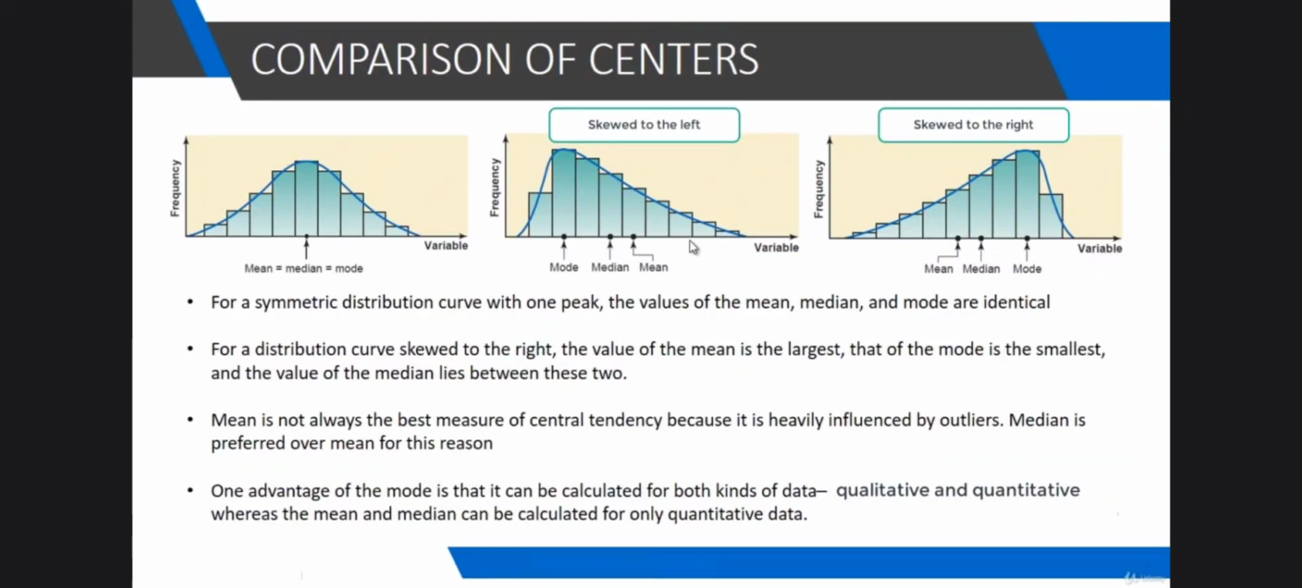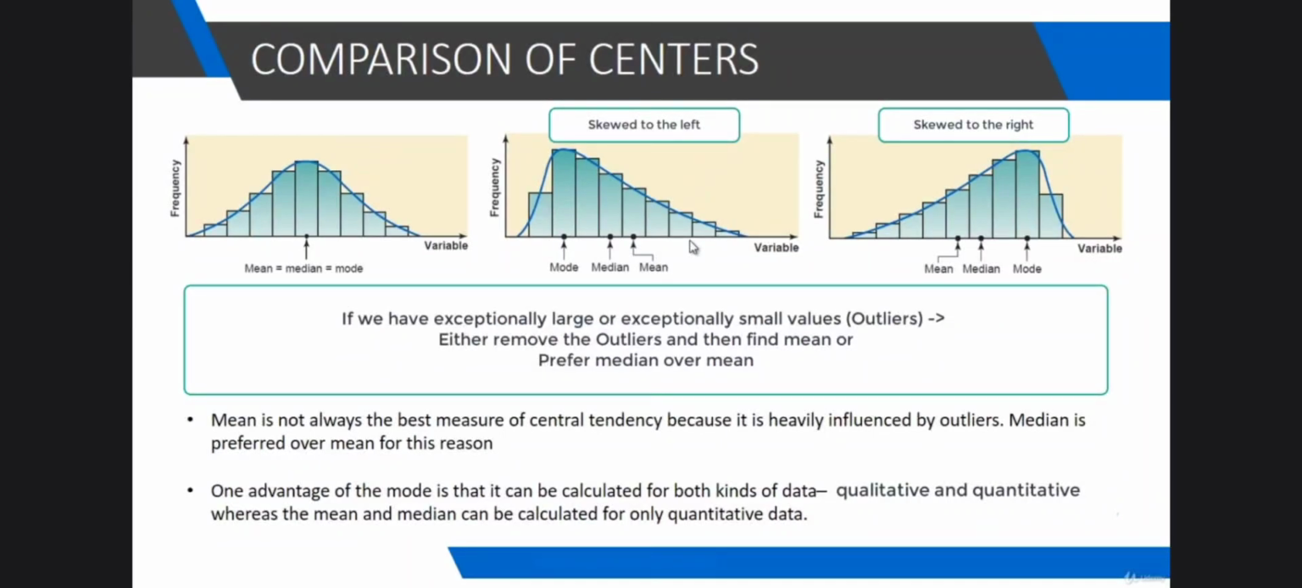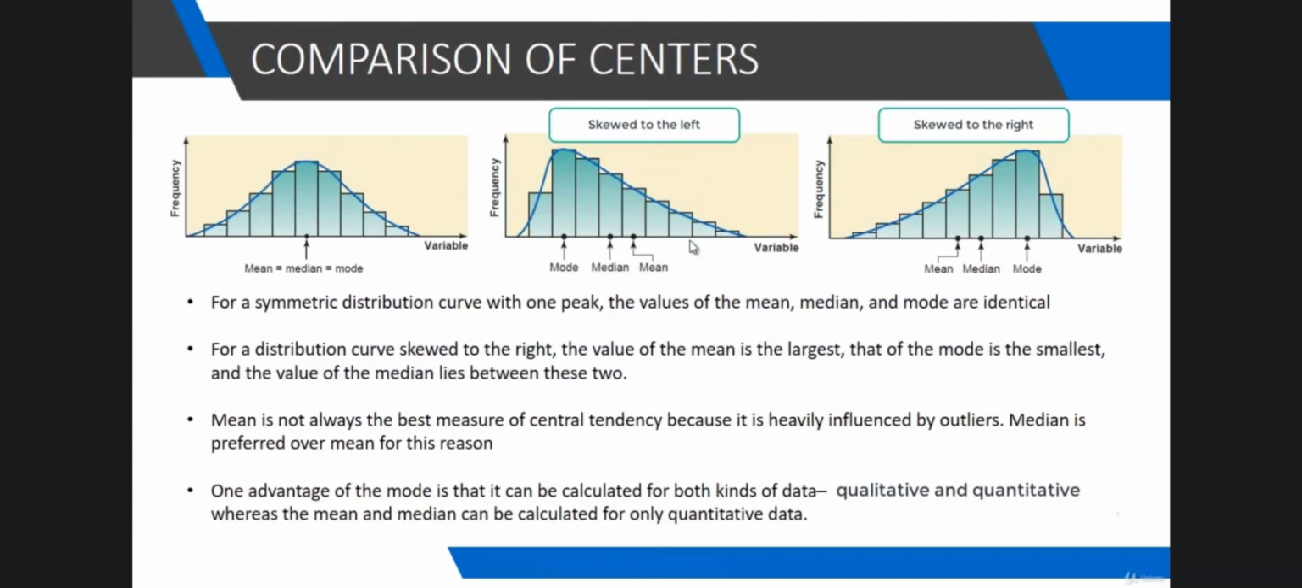So which one stays relevant for us depends on the data. In case we have outliers, we should either remove the outliers and then find the mean, else median would be our preferred measure of center over mean. One advantage of mode is that it can be calculated for qualitative data also. So for example, if we have categories like north, east, west, south, and we want to find out which category has the highest number of customers, we just find the mode category.